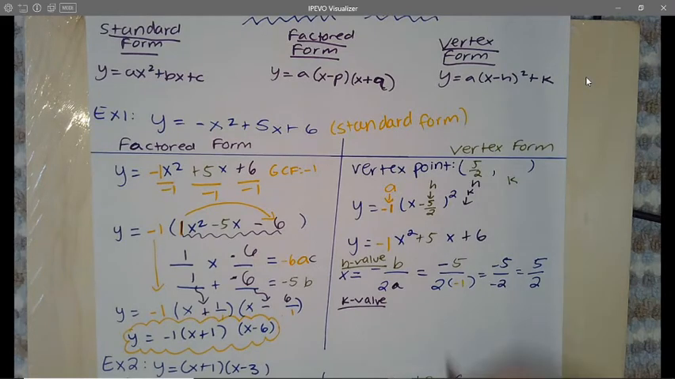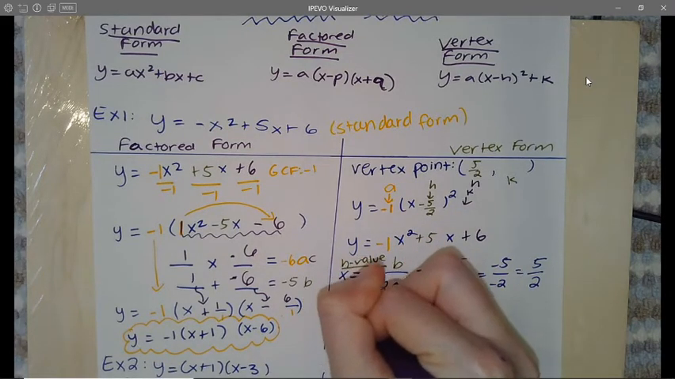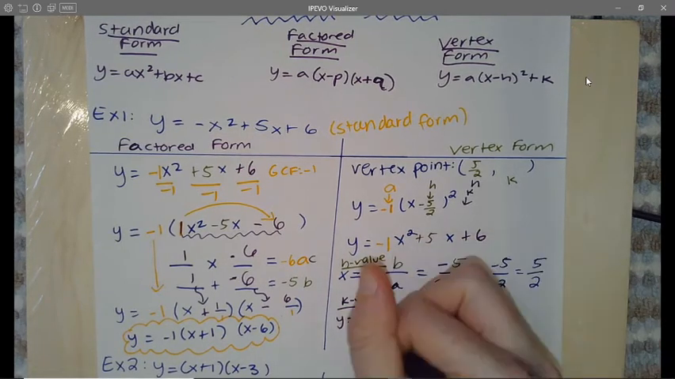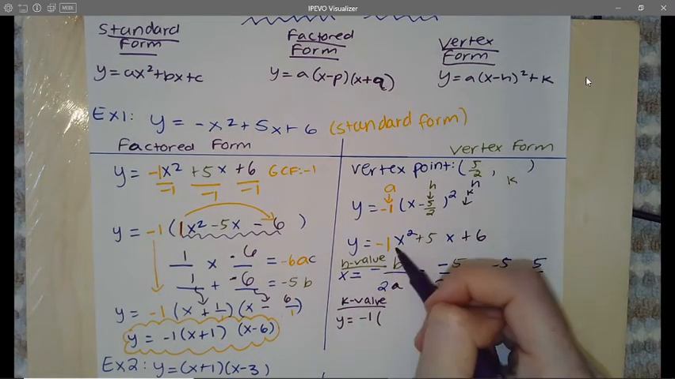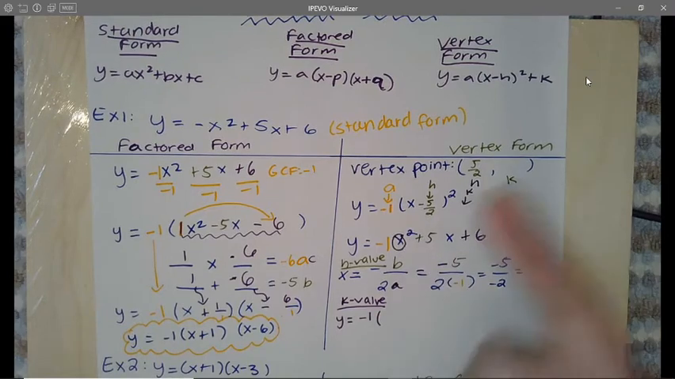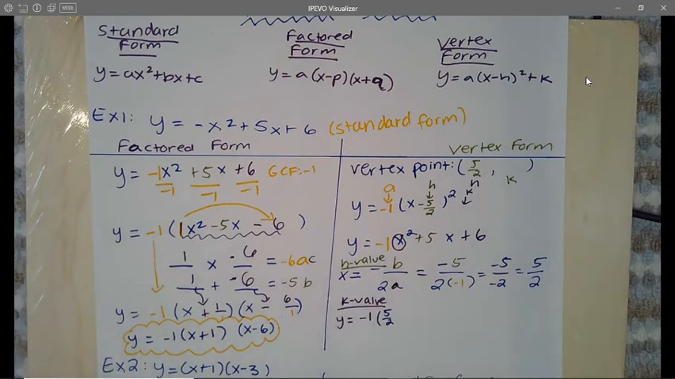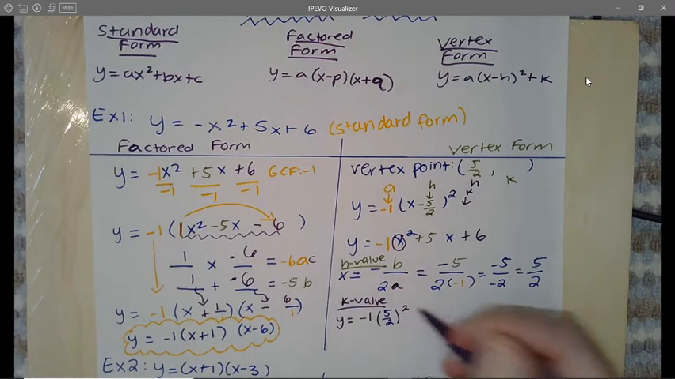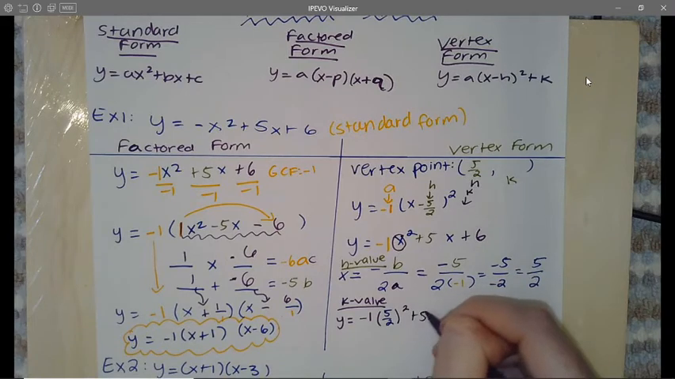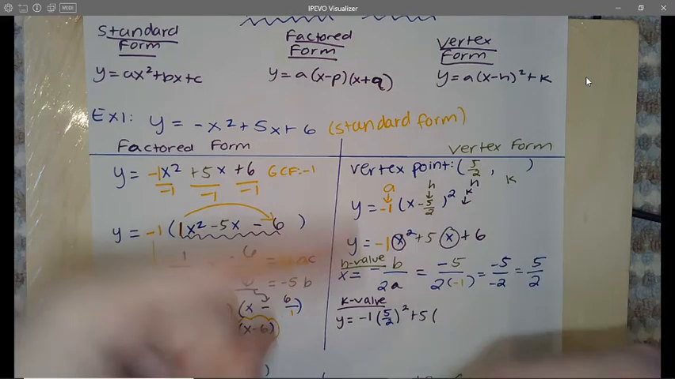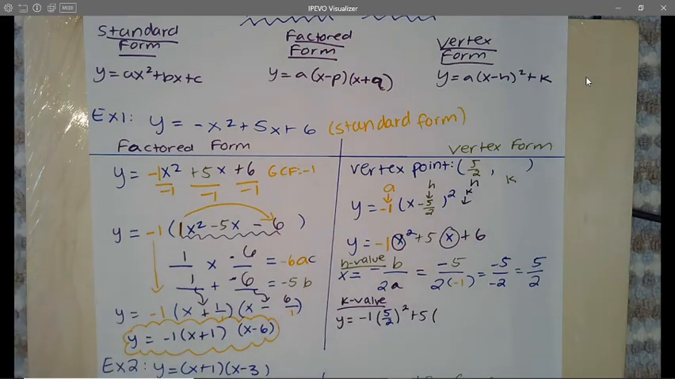So let's start substituting this in. It's going to be okay, you guys. Fractions are our friends, so it's going to be great. So we have -1 times x squared. This x is going to transform into a 5/2. So this will be 5/2 squared. And then we have plus 5 times x. That x will transform into a 5/2.